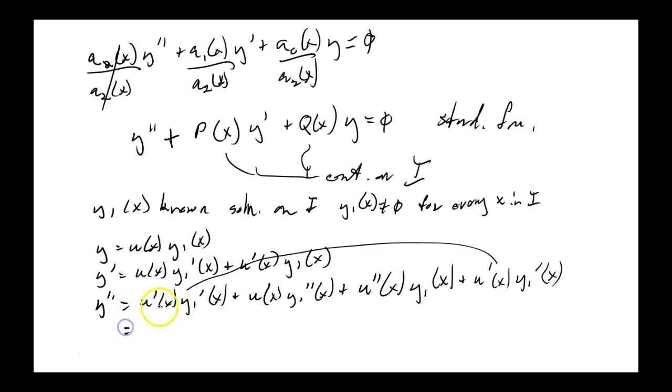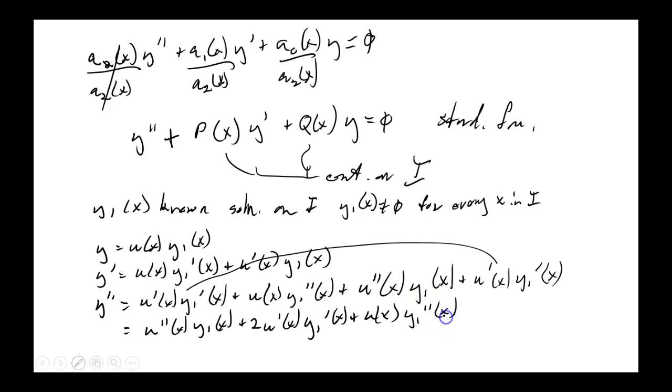So we can rewrite that as, I'm going to start with u double prime of x times y1 of x, plus 2 u prime of x times y1 prime of x, plus u of x times y1 double prime of x. Okay, so there's your y double prime. They did it in reverse order from what I did. They seem like they do everything backwards from what I do, but it's okay.